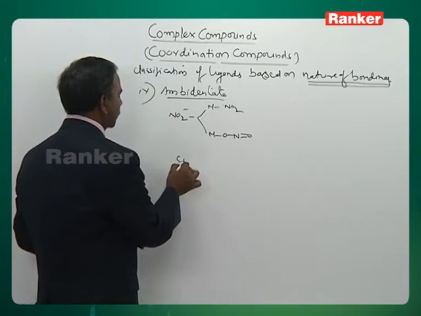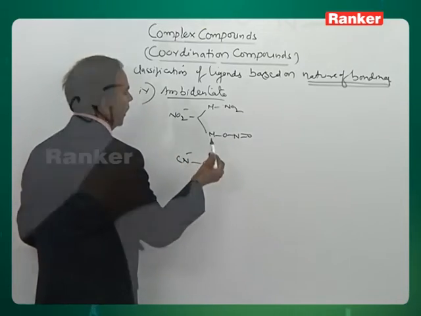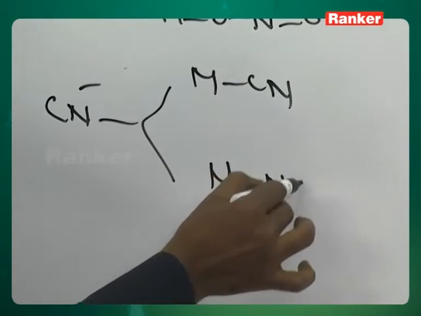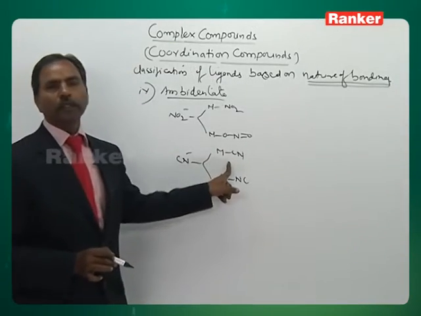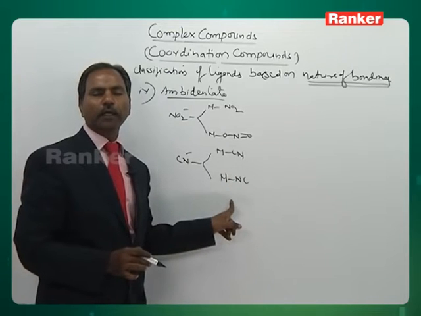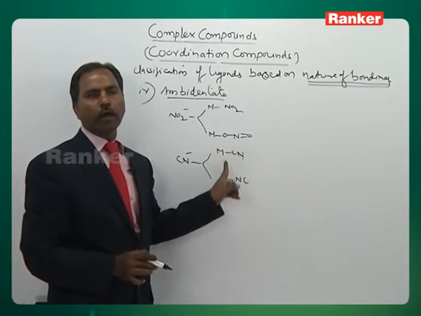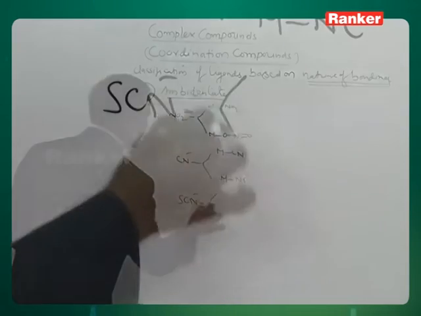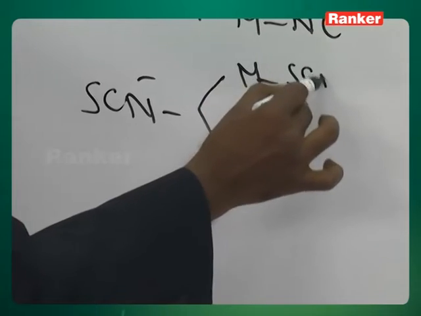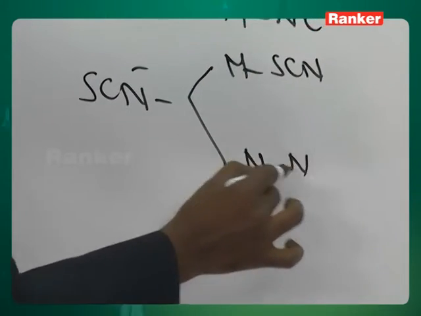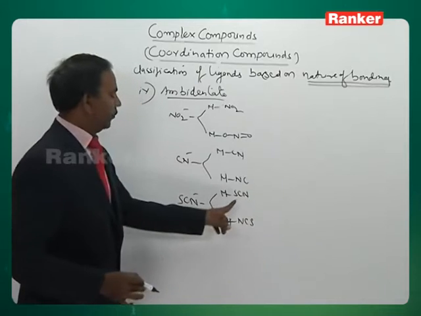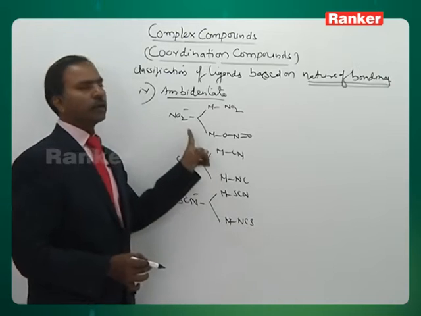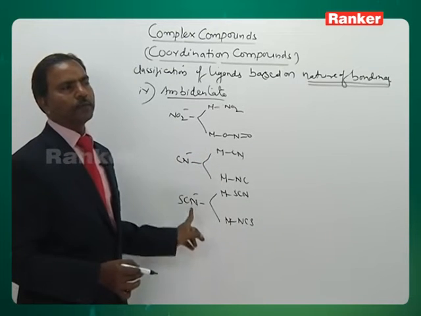Or you can also take the cyano ligand. Look here, it involves as M–CN, or it can also involve M–NC. We call this cyano, and the other one is isocyano. Next ligand, SCN minus. It is again M–SCN and similarly M–NCS. We call it thiocyanato, and this one isothiocyanato. First one is nitro, cyano, and thiocyanato.